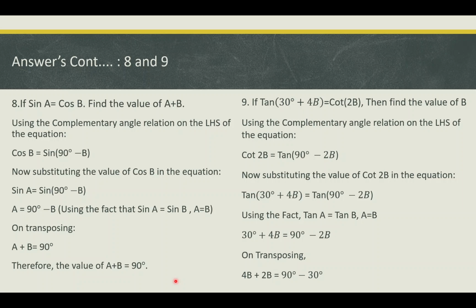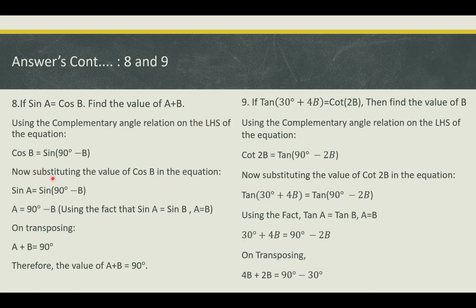Using the complementary angle relations on the LHS of the equation, cos b is equal to sin(90 minus b), and I did not use the complementary angle relation on the LHS. I used it on the RHS, by the way. It's just I wrote it wrong, sorry.